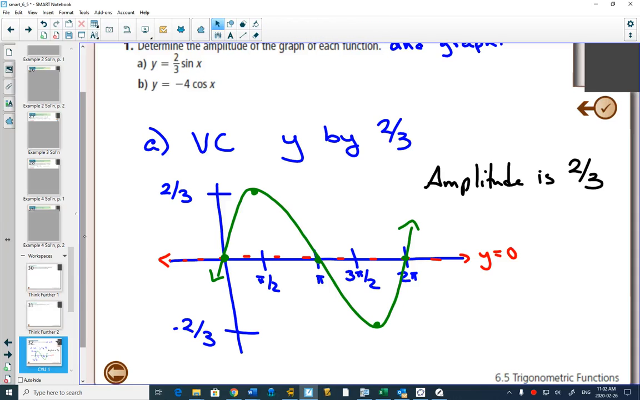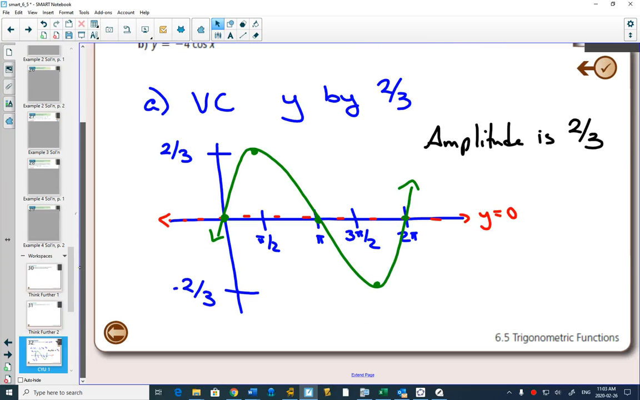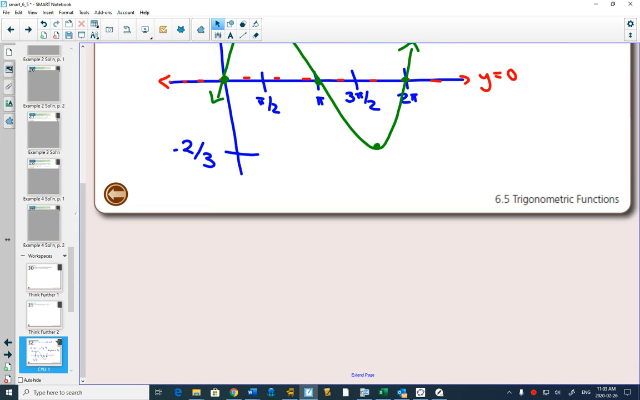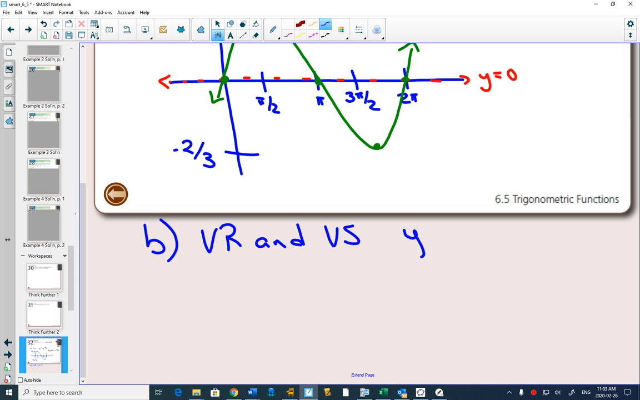What did we have in our equation? A 2/3. Maybe that's a shortcut. Maybe we can figure out our amplitude is the same as that number in front. So we're going to check with the second example. We have -4 cos x. Okay? So in B, that would be a vertical reflection and a vertical stretch. You would multiply your y values by a -4.